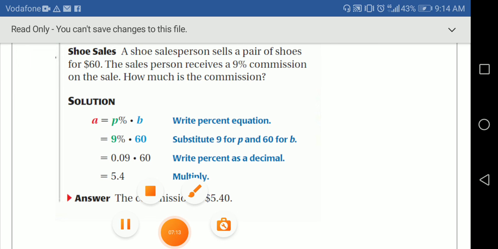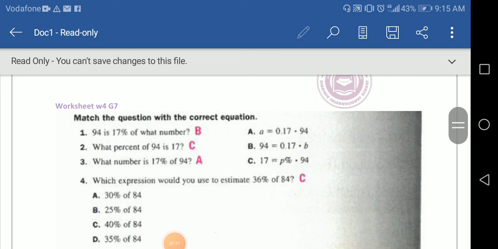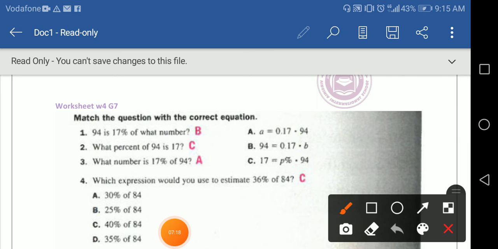Okay guys, here you are your practice book and some answers for your practice book. Okay, so 94, match here the question with the correct equation. Guys, please, after watching the video, try to solve the practice book. This is your homework, and you have the answers here to make sure that you have corrected your answers. Okay, you have correct answers.